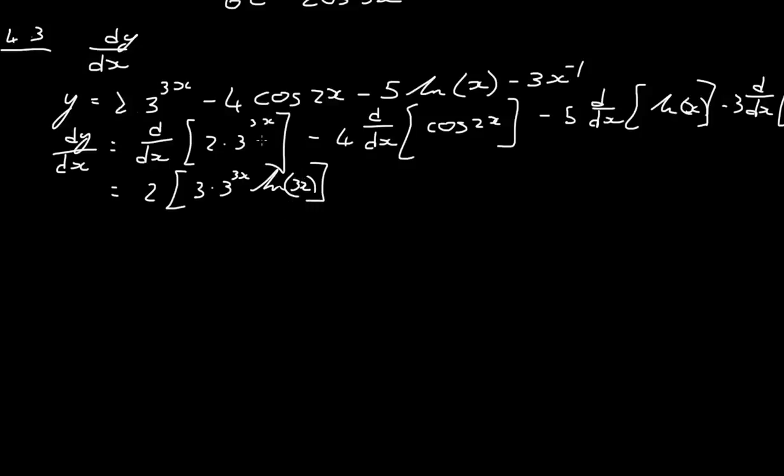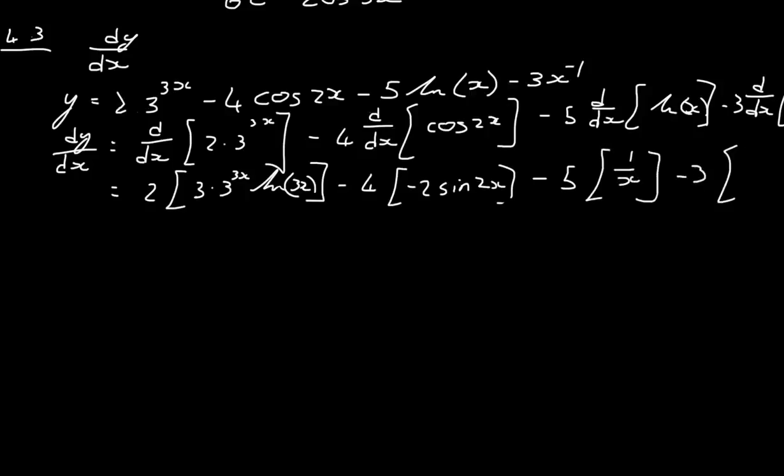Derivative of a to the x is a to the x ln a. Yeah, so there you go. Minus 4 times the derivative of cos 2x is minus 2 sine 2x. Minus 5, the derivative of ln x is 1 over x. Minus 3, the derivative of this is minus x to the minus 2.